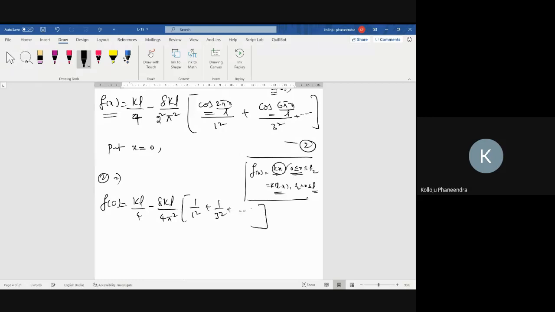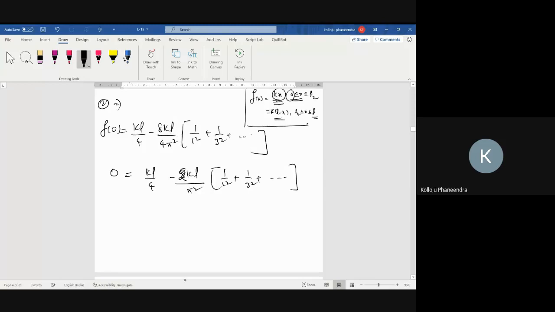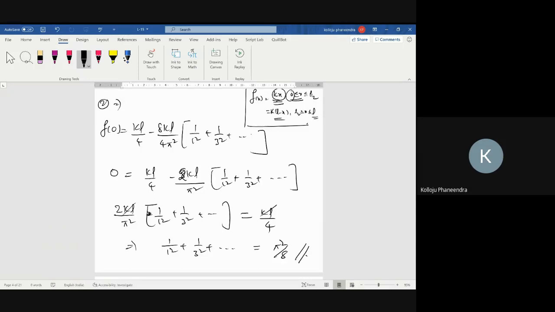And what is f of 0 when x equal to 0? This is 0, k into 0. So 0 equals kL by 4 minus 2kL by pi square, 1 by 1 square plus 1 by 3 square and so on. Next step. Take this one this side: 2kL by pi square into 1 by 1 square, 1 by 3 square and so on is equal to kL by 4. Now kL gets cancelled. So 1 by 1 square, 1 by 3 square and so on is equal to pi square by 8. This is one model problem, half range cosine series.